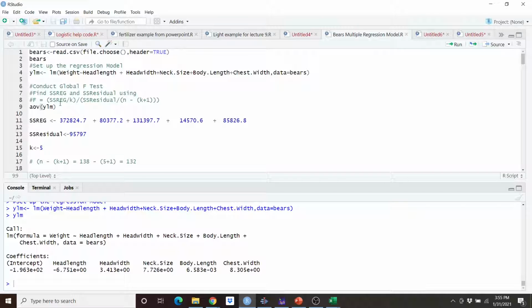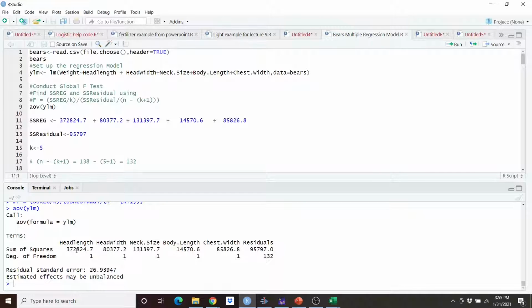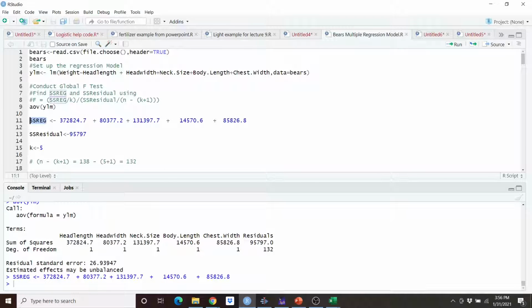So in order to find these sum of squares regression and sum of squares residuals, we're going to do an AOV function of YLM. And what this is going to give us is the sum of squares for each of our regressor variables and the sum of squares of our residuals, along with the residual degrees of freedom. Now, sum of squares regression is simply the sum of all these regressor sums of squares.